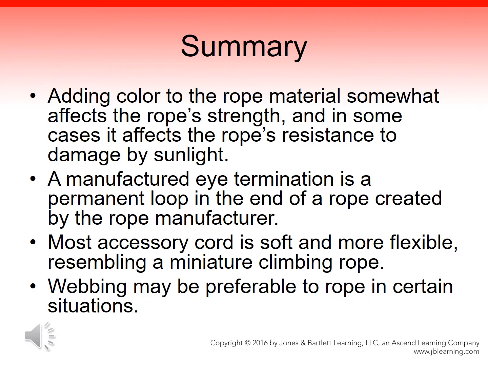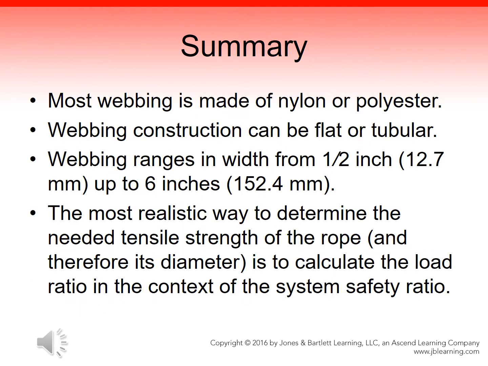Most accessory cord is soft and more flexible, resembling a miniature climbing rope. Webbing may be preferable to rope in certain situations. Most webbing is made of nylon or polyester. Webbing construction can be flat or tubular. Webbing ranges in width from 1/2 inch up to 6 inches.